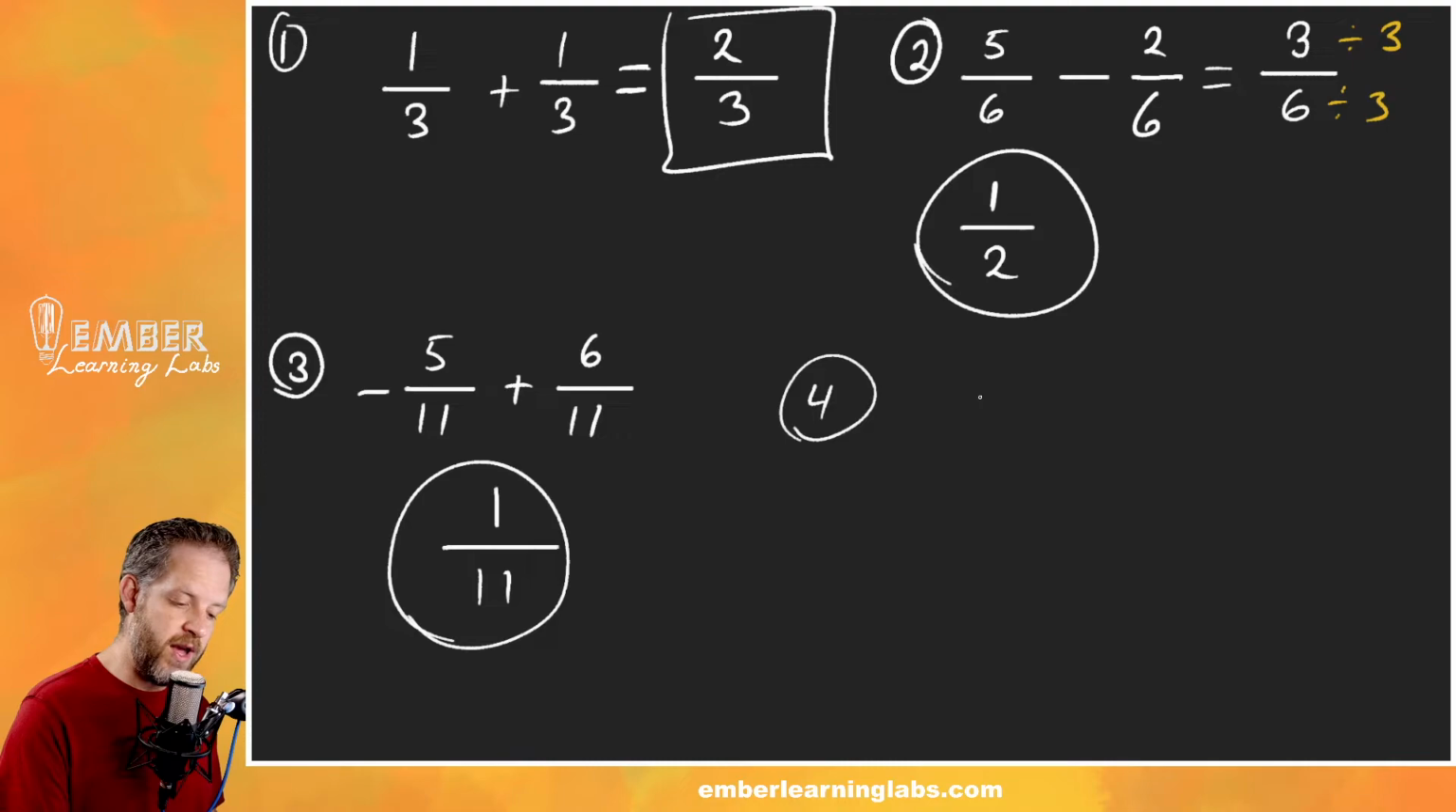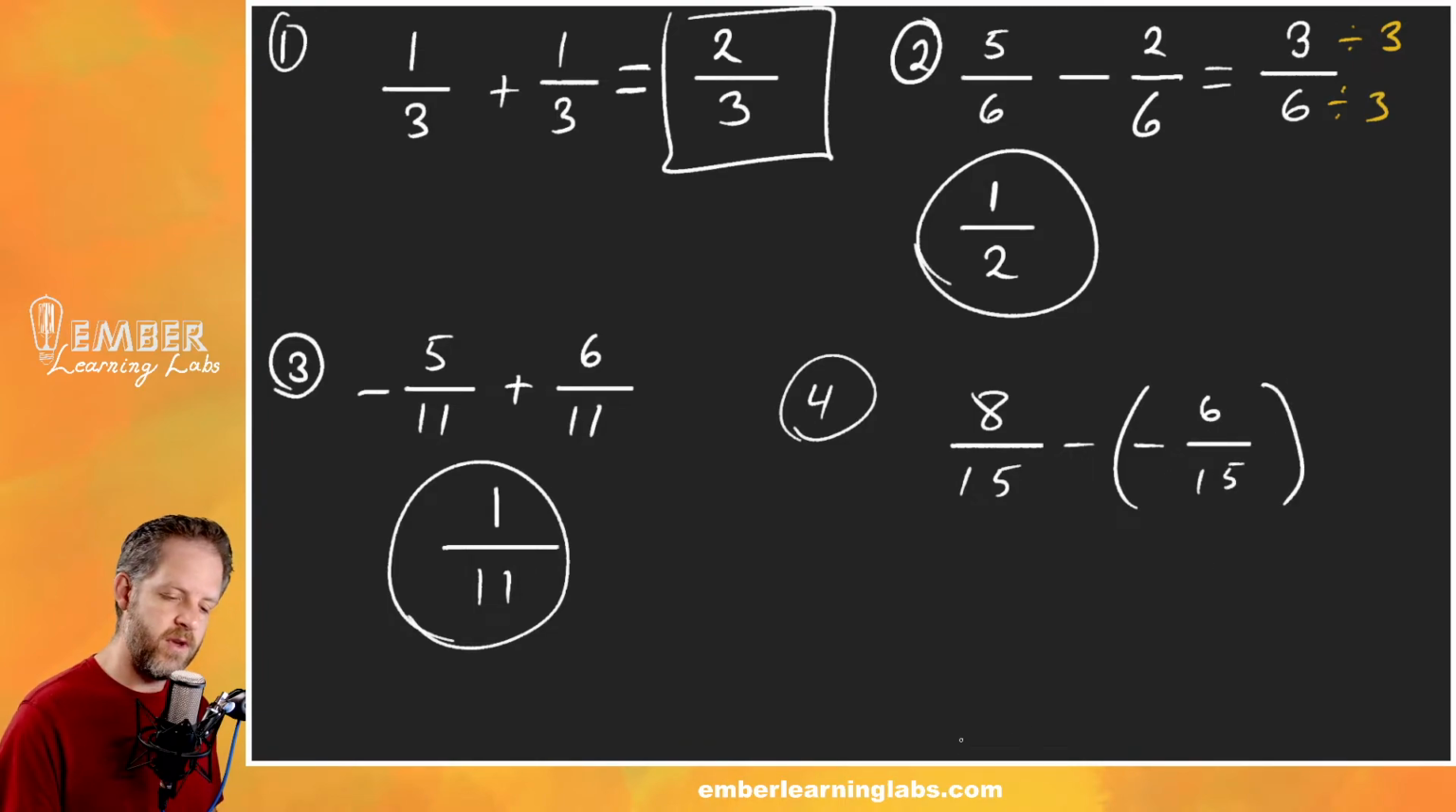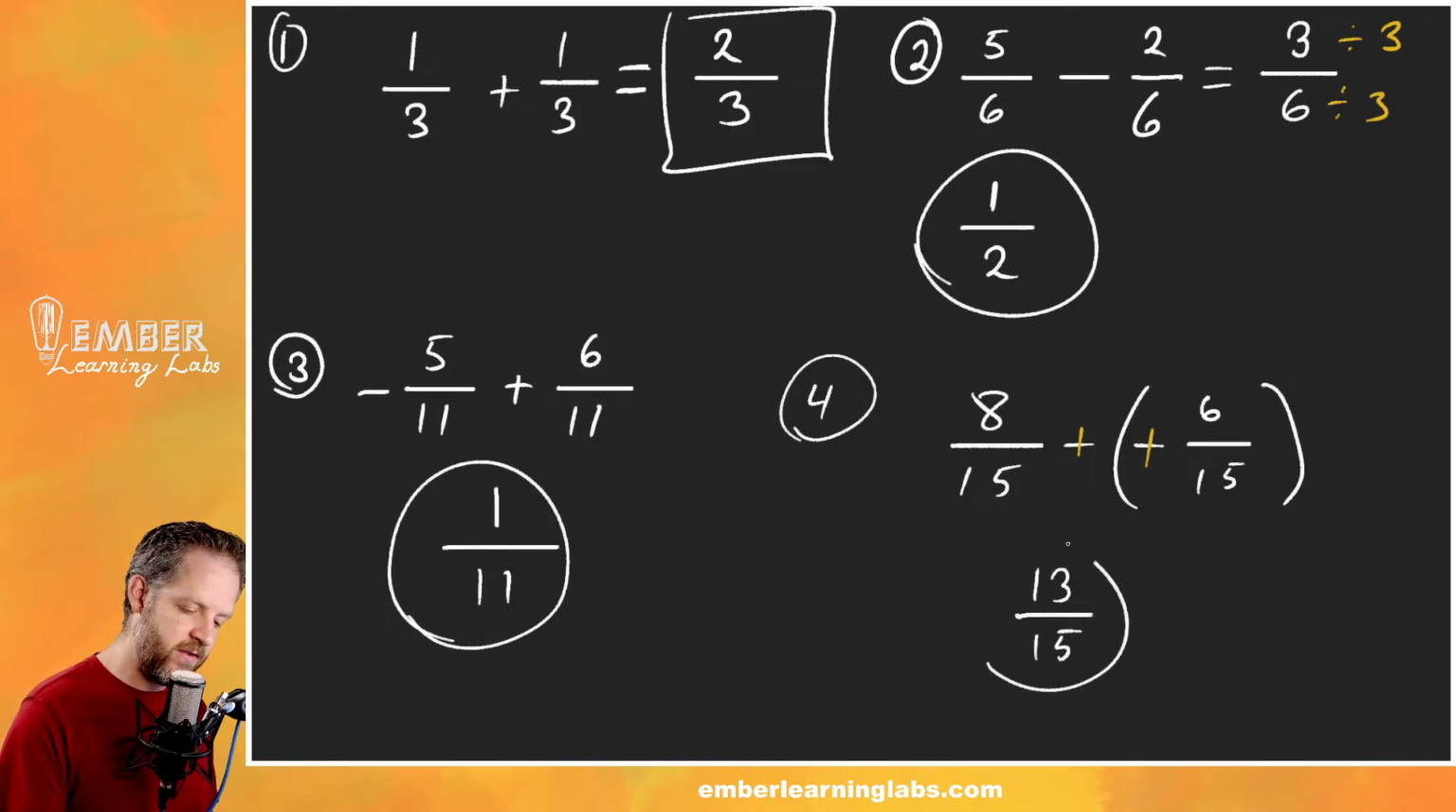Let's do 8/15 minus negative 6/15. Now this guy, we've got negative in the middle, so we're going to ka-chink that guy, right? So now we've got 8 plus positive 6. So 8 plus positive 6, the signs are the same, so we add and we keep the sign, right? So 8 plus 6 is 13. So we end up with 13/15.